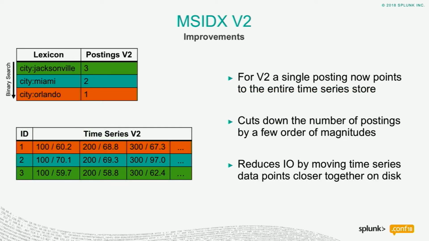So let's see how v2 can change that formula. Using the same search as before, we arrive at Orlando. However, this time, we're now only greeted with one posting. This is because with MSIDX v2, time series has been reworked, so now each dimension is in its own array. This has space savings by cutting the number of required postings by a few orders of magnitude. And has the added byproduct of reducing our I/O needs, since now all similar dimensions are stored together.